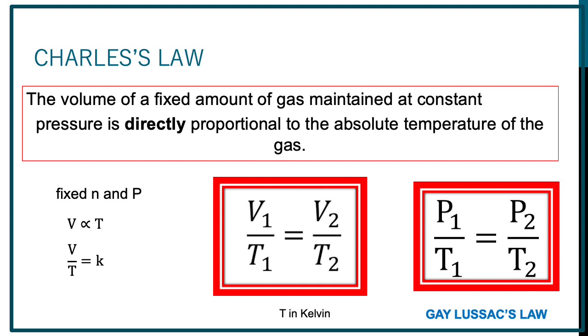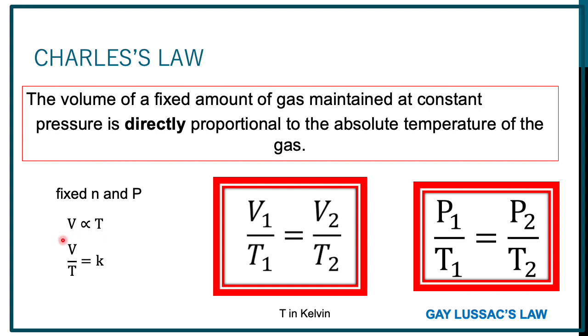Okay, the second gas law is Charles' law. For Charles' law, we fix the number of moles and pressure, but we talk only about the volume and temperature. Charles' law says that the volume of a fixed amount of gas maintained at constant pressure is directly proportional to the absolute temperature of the gas. So volume is directly proportional to the temperature.